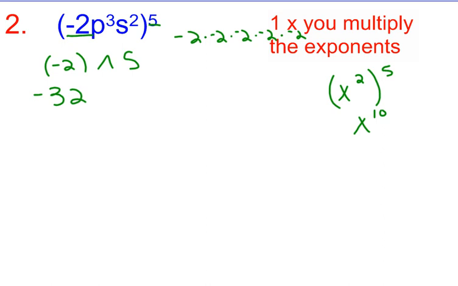And then I have p cubed raised to the fifth. So you see how I only have one p? That tells me that I multiply those exponents. And then s squared raised to the fifth is s to the 10th.